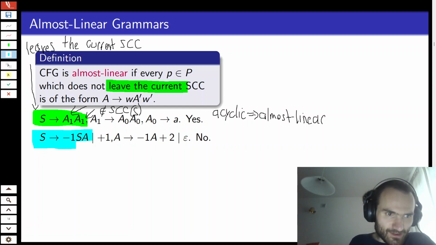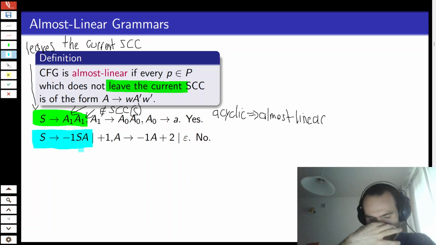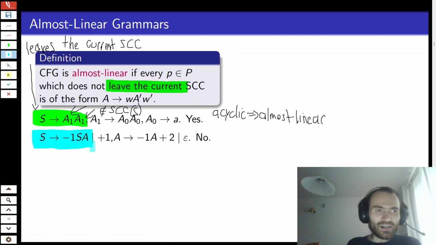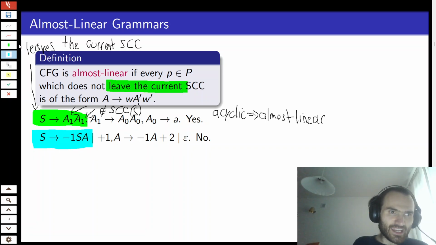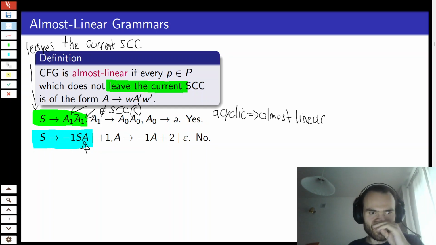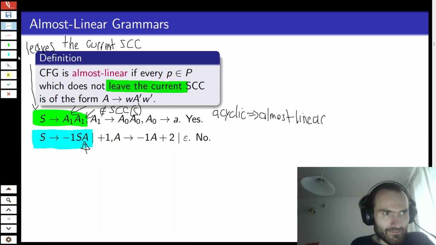Well, this is a rule which does not leave the current SEC. In fact, it produces literally the same symbol again. But it is not of the form A goes to w A' w', because here there is another non-terminal in addition to the one in the same SEC. Okay.